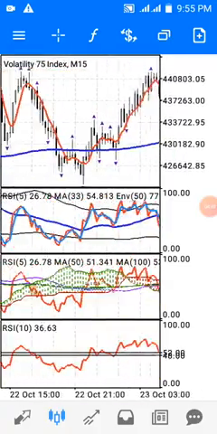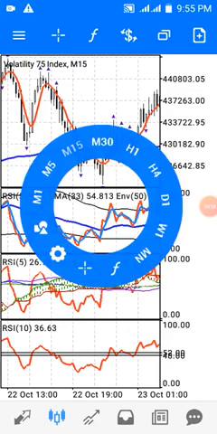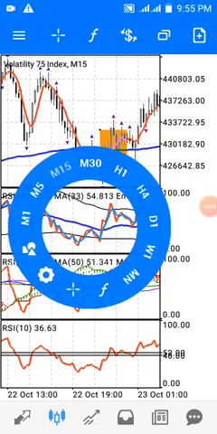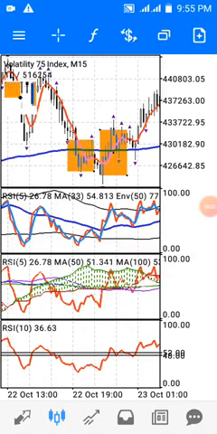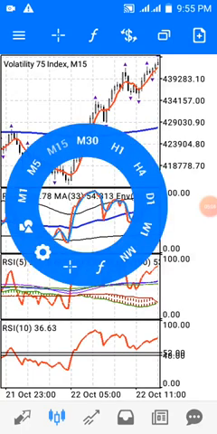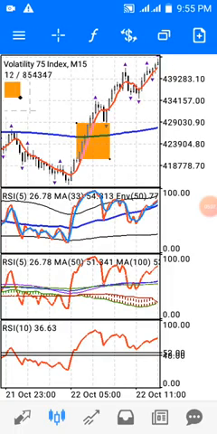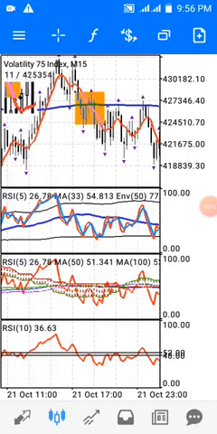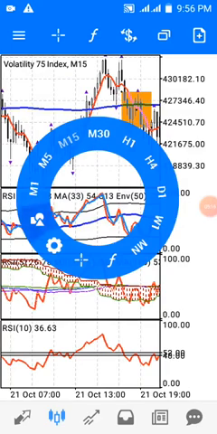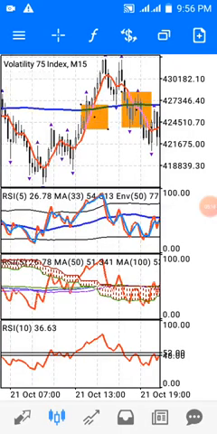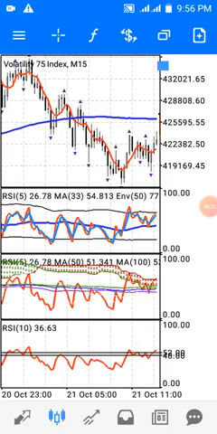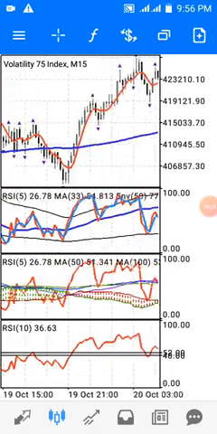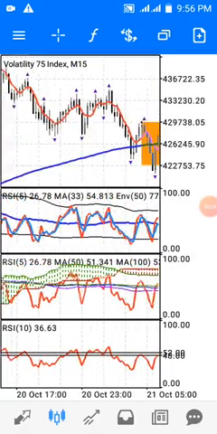Okay, let's move backwards. Like there's a crossing here, upward, expect a bullish move. Downward, a bearish move. Upward, bullish. Downward, bearish. Upward, bullish. Downward, bearish. So we can continue like that.